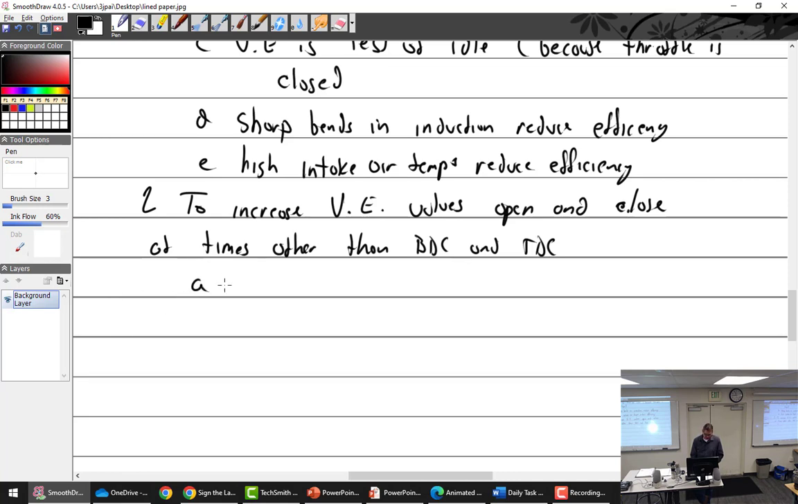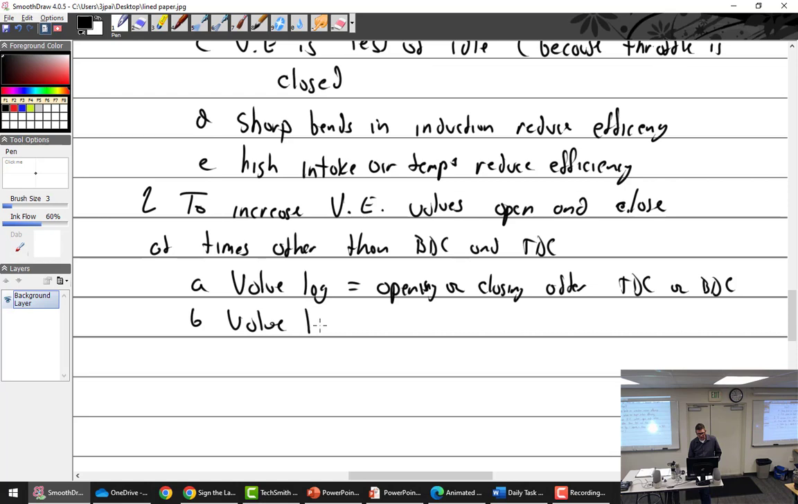So we've got some terms here. Valve lag. That is opening or closing after TDC or BDC. In other words, late. Valve lag is something that happens a little late.